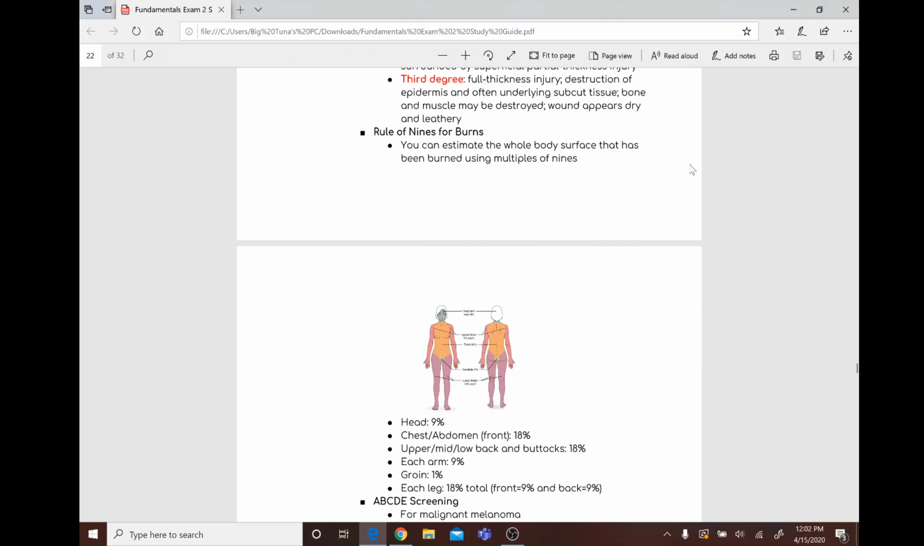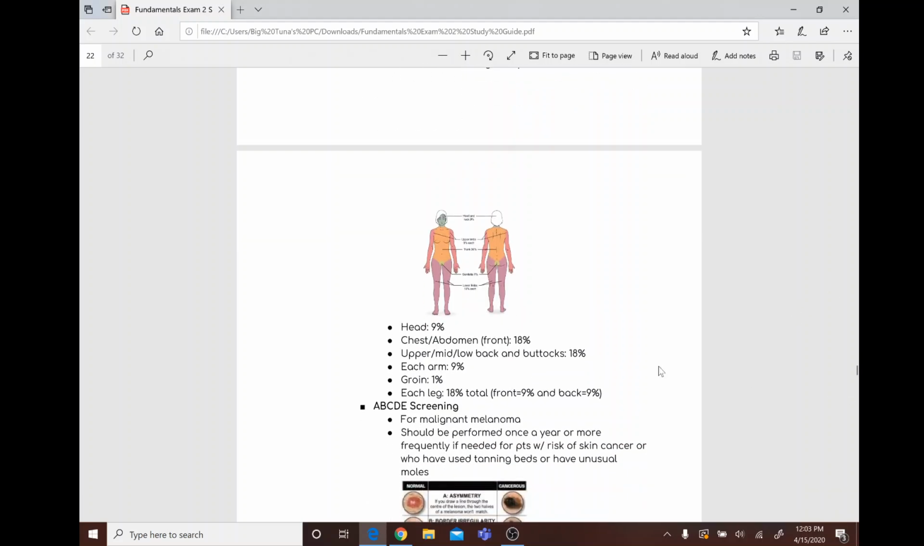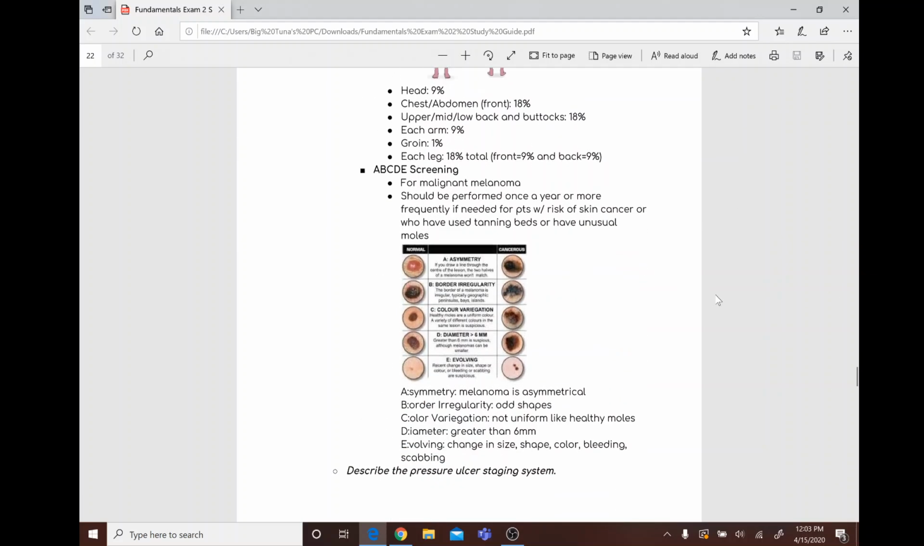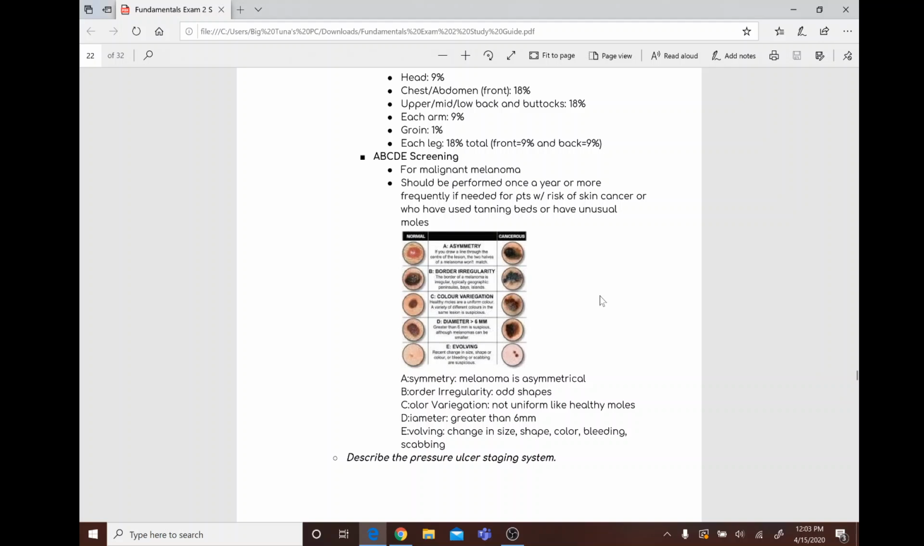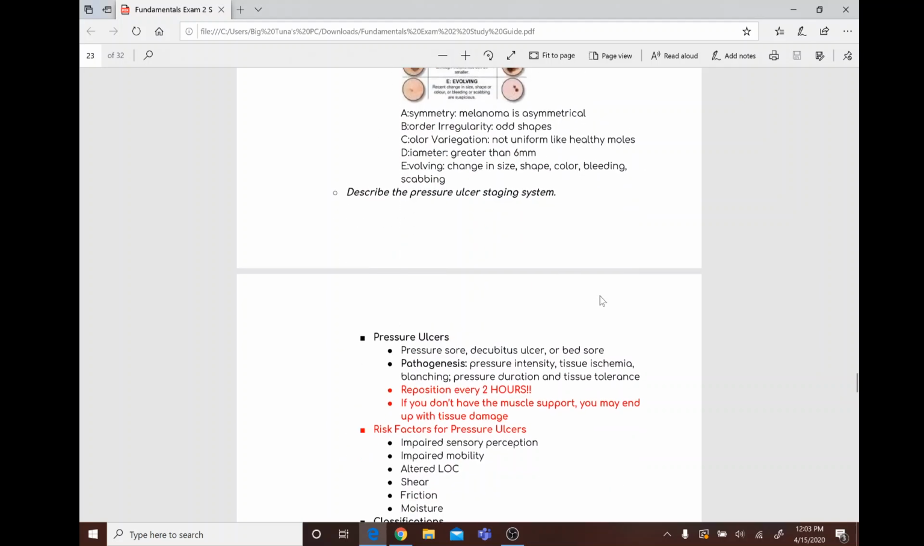All right, so the rule of 9 for burns. What is the percentage for the head? 9%. Chest and abdomen? 18%. Upper, mid, low back, and buttocks, 18%. Each arm, 9%. Groin, 1%. Each leg, 18%, total. A, B, C, D, E: asymmetry, melanoma is asymmetrical, irregular border, color, diameter, evolving.